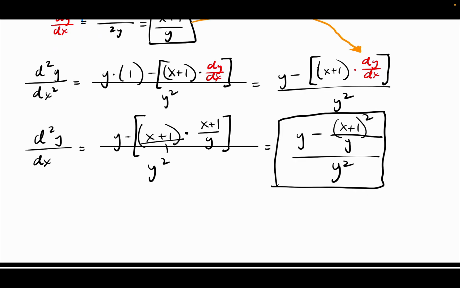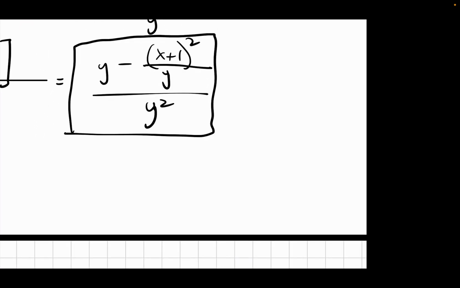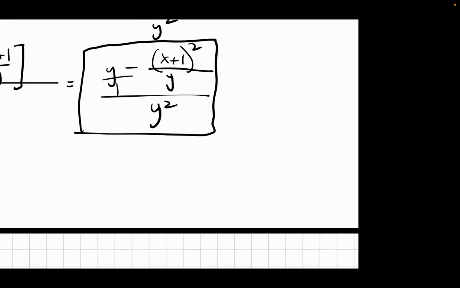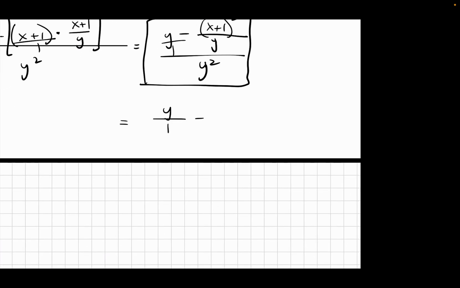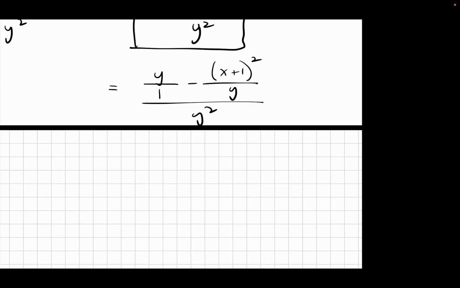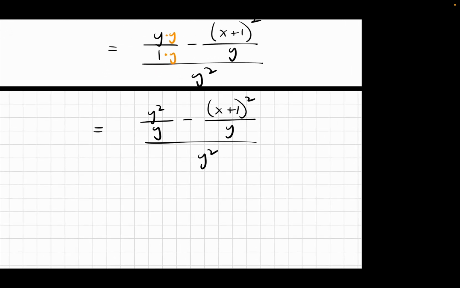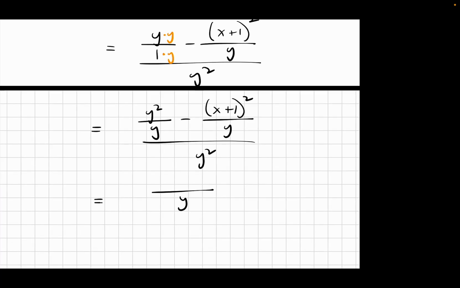It's not hard, but you just have to use some of your math skills to do it. So what I'm going to do is make this over 1. I need a common denominator. It's going to be y. So you get y squared over y minus (x plus 1) squared over y squared. Now I can combine the top: y squared minus (x plus 1) squared over y squared.